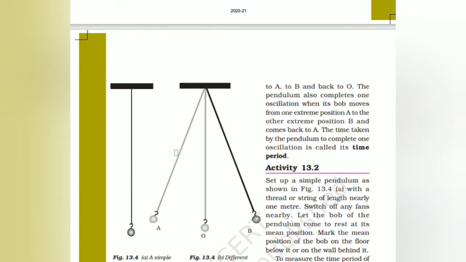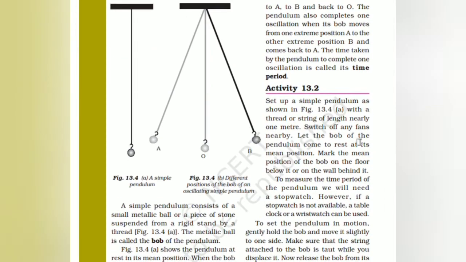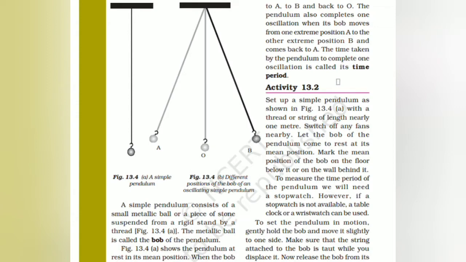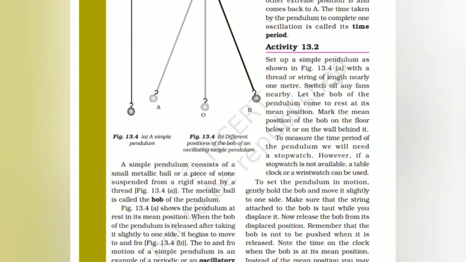moves to A, then to B, and back to O. The pendulum also completes one oscillation when the bob moves from one extreme position A to the other extreme position B and comes back to A. The time taken by the pendulum to complete one oscillation is called the time period.